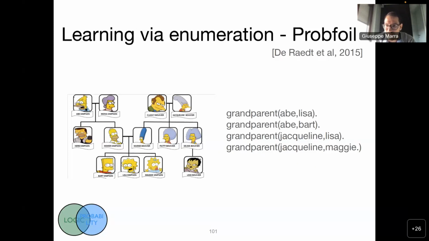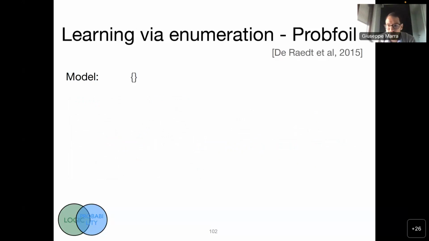So what you do here is, you have no idea about the model at the beginning, so the starting model is completely empty. And you start adding rules. The idea is that you start from the most general rule. And of course, what is the most general rule that you can say? Okay, everyone is a grandparent of everyone else. So this is your initial model. You evaluate it, and of course, you get very poor results, so you start refining it.